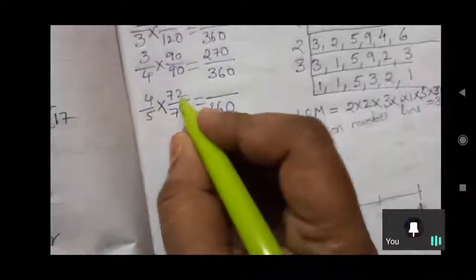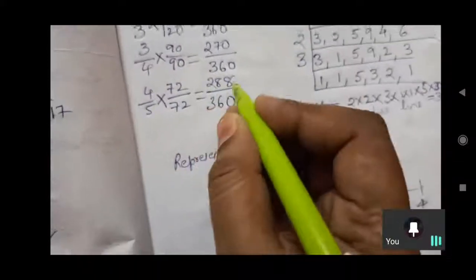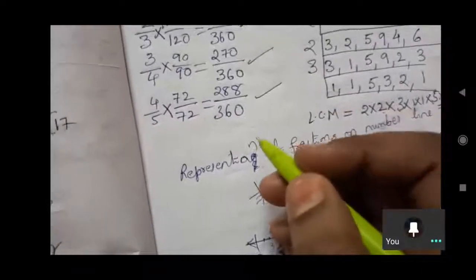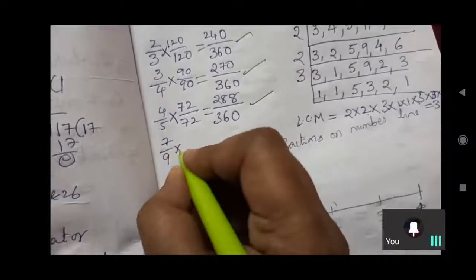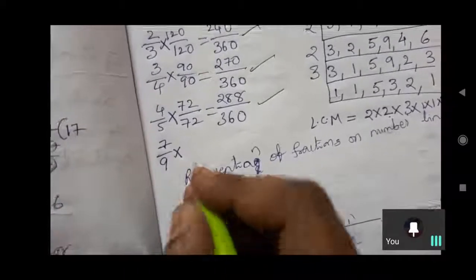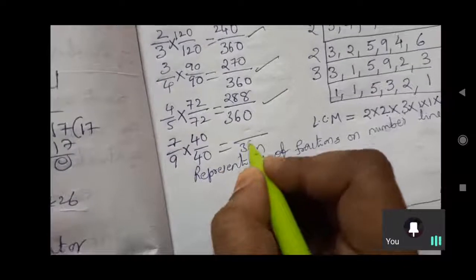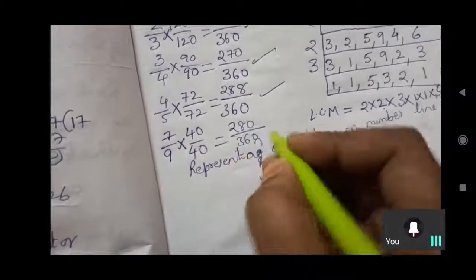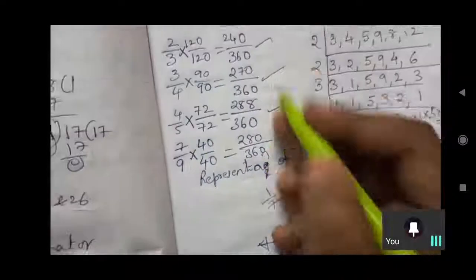So 4 twos are 8. 4 sevens are 28. 288 by 360. All are becoming like fractions. Yes. So like that we can make all. So 7 by 9, we can multiply, 9 fours are 36, 40 by 40. Okay. So we can get here 360. So in the denominator, 4 sevens are 28, 280 we will get in the numerator. In the denominator 360. So this also becomes a like fraction.